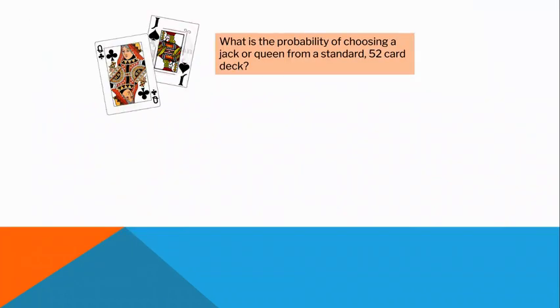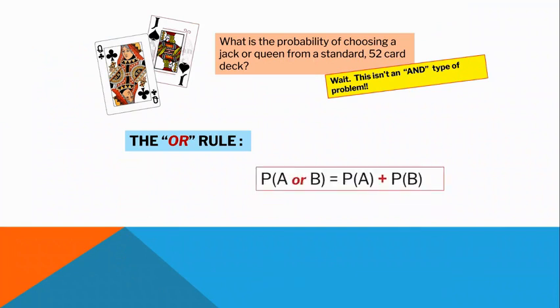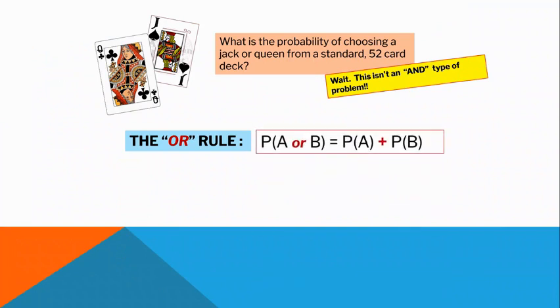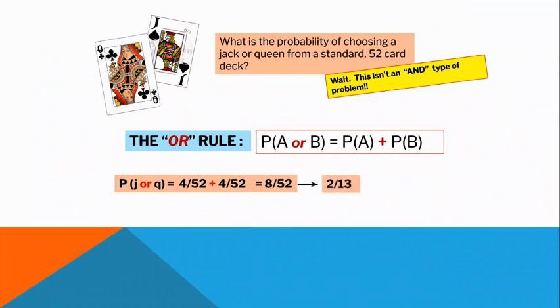What's the probability I choose a jack or a queen? Well, there were 4 jacks and 4 queens. So this isn't an and type of problem, it's an or. The probability of A or B is the probability of A plus the probability of B. So I'm going to add up my 4 out of 52 for jacks, 4 out of 52 for queens, and get 8 out of 52. I think that reduces to 2/13.